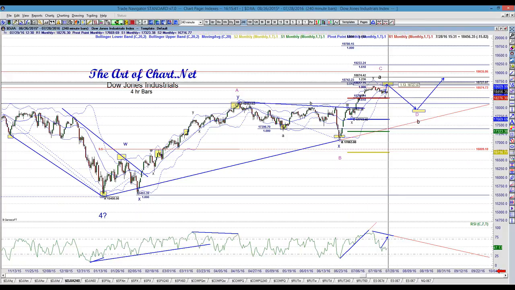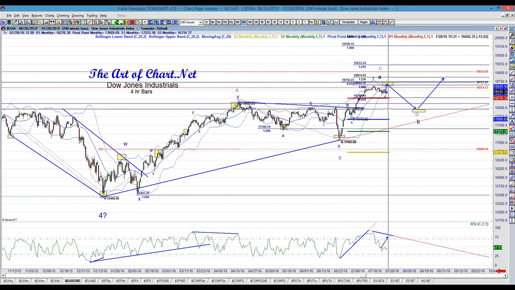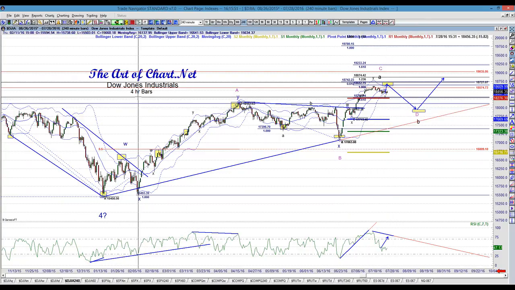So I'm expecting price to come in between the 100% fib and the 1.236. Now, is this something you can use day trading? Absolutely. On a 3-minute chart, you're going to get a narrower range than you are on a 4-hour chart.